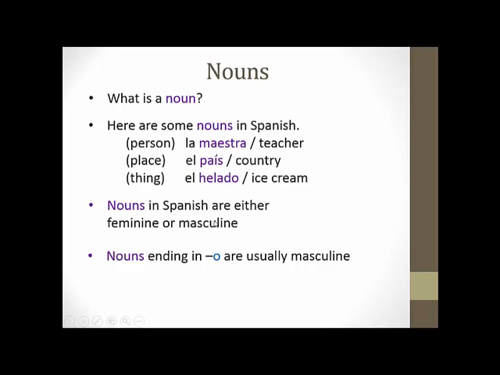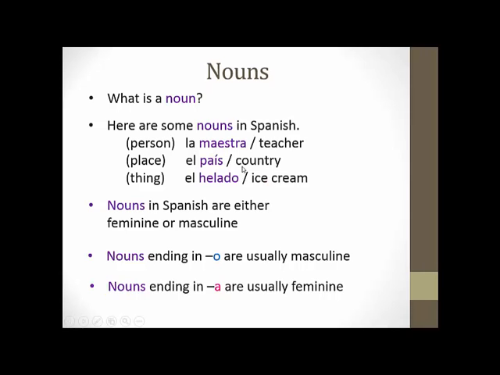If you look back up on the screen here where it talks about ice cream, the word ice cream, el helado, ends in an O. You know that that is a masculine word because most of the time nouns that end in an O are masculine.